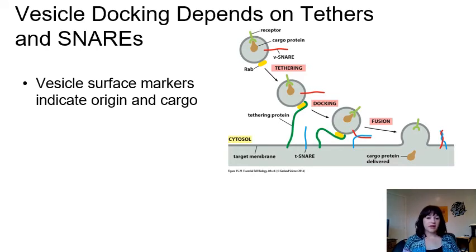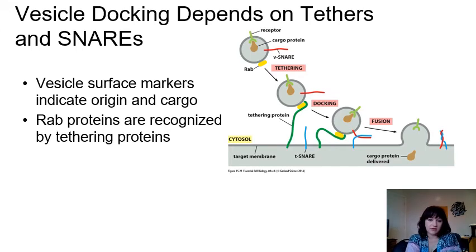So we have vesicle surface markers that indicate their origin and their cargo, right? That is something really important for that target destination. These surface markers tell the target organelle, for example, whether or not this vesicle needs to dock, right? So we have the surface marker called RAB. RAB is on the surface of a vesicle, and it interacts with the target destination via the tethering protein.